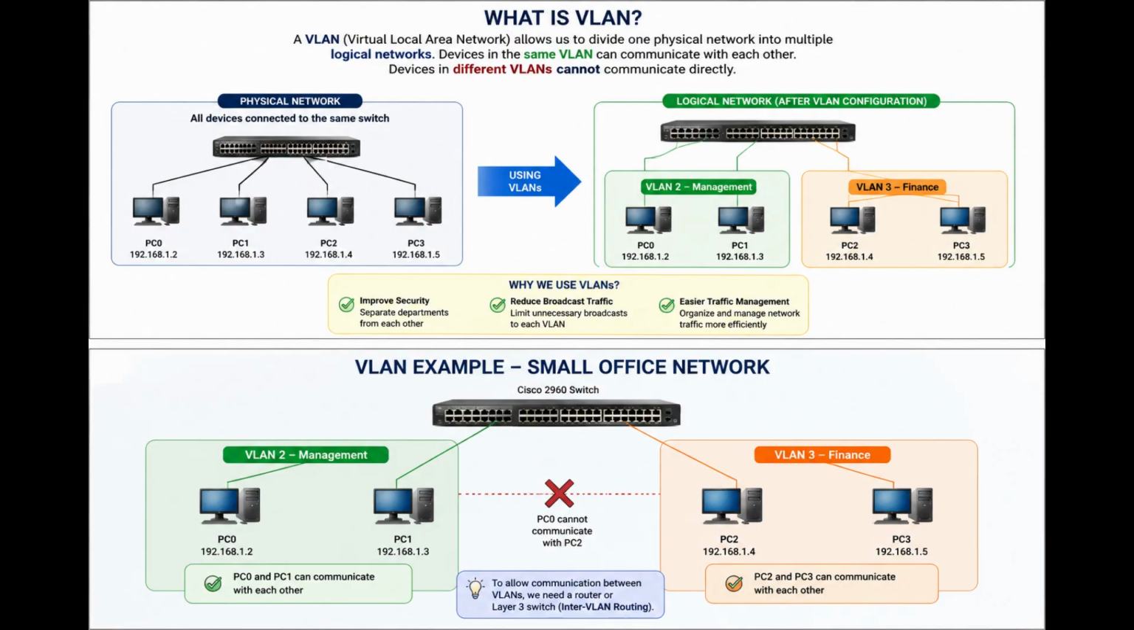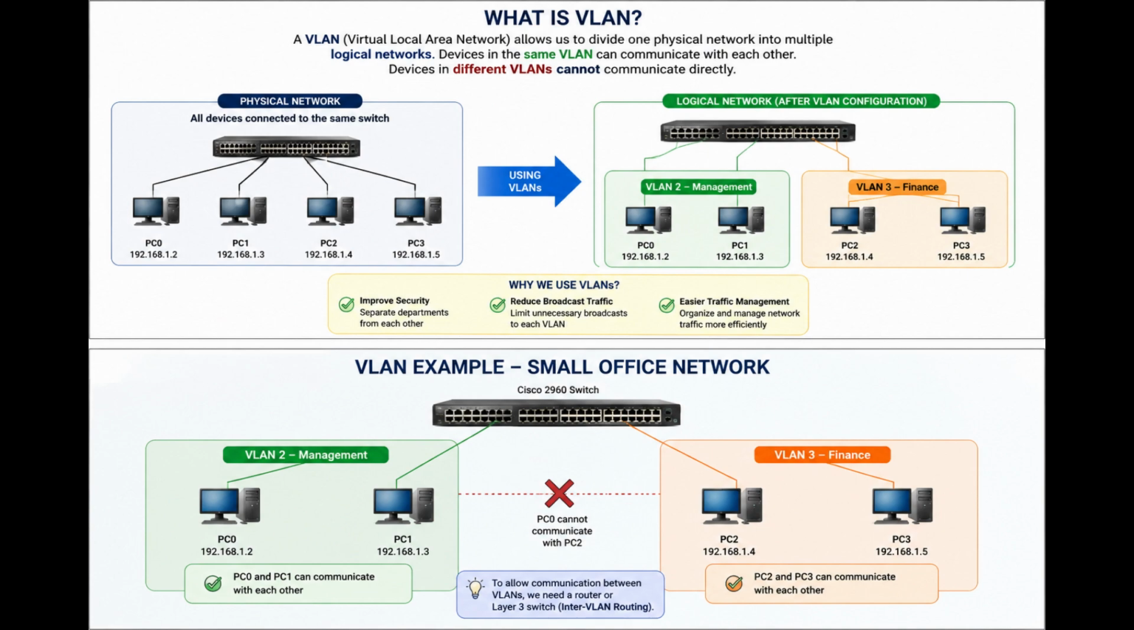using Packet Tracer. In the previous tutorial, we learned how to connect two different LANs using a router. For this tutorial, we are going to create a small office network and configure VLANs.